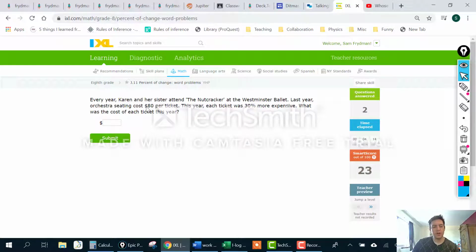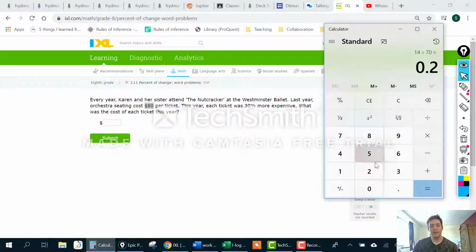So I know that the original value was $80. I have to find the new value. So my step one here is to take that $80 and multiply it by 30%, which as a decimal is 0.3. Okay, so that's telling me that the price of the tickets is going to be $24 more this year because it said more expensive in the problem.